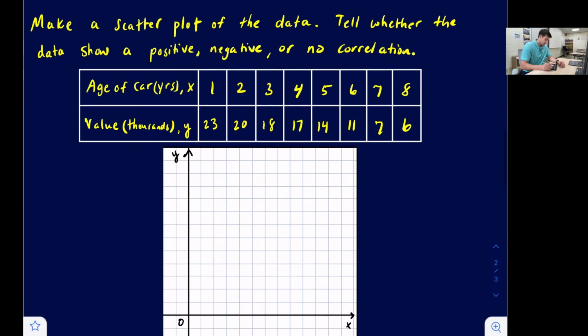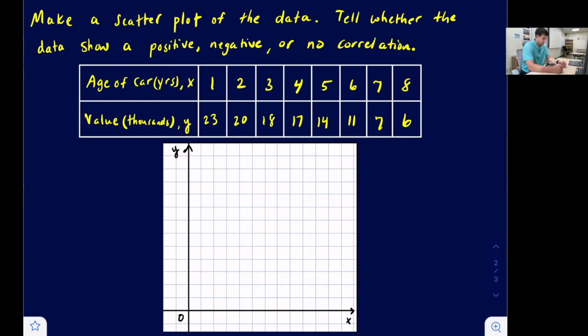And lastly, we're going to make a scatter plot. So it says make a scatter plot of the data and tell whether the data show a positive, negative, or no correlation. So we look at our x-axis, our x values, and it says that the label of our x-axis should be age of the car. So age of car. And the values we have are between 1 and 8. Okay, so we can just label 1, 2, 3, 4, 5, 6, 7, and 8. And our value of the car is thousands of dollars, and that's what we could label our y-axis in.